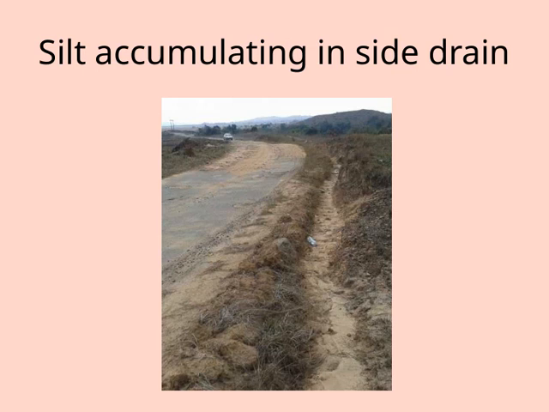Now, let's look at this issue of silt accumulating in the side drain. As we see here, over time, silt and debris tend to settle in these drains, which can significantly reduce their capacity. This accumulation can lead to blockages or reduced flow, which ultimately affects the drainage system's efficiency. It's important to regularly inspect and clean these side drains to prevent such buildup.